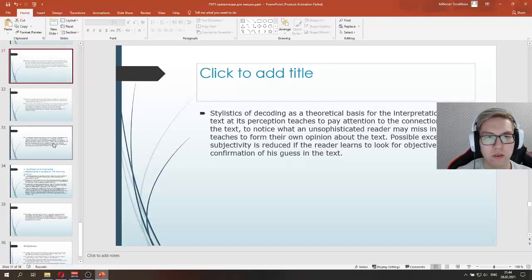Stylistics of decoding, as a theoretical basis for the interpretation of the text at its perception, teaches to pay attention to the connections within the text, to notice what an unsophisticated reader may miss in it, and teaches to form their own opinion about the text. Possible excessive subjectivity is reduced if the reader learns to look for objective linguistic confirmation of his guess in the text.